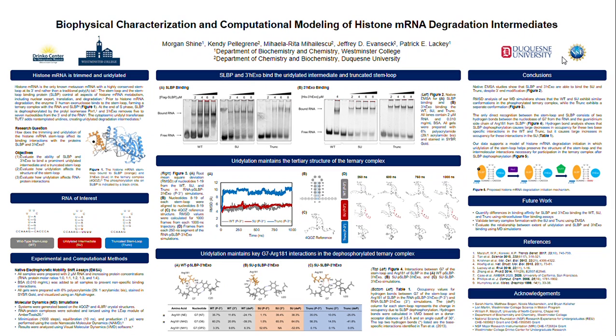SLBP is phosphorylated for most of histone mRNA metabolism, except when the mRNA is degraded at the end of S phase. At the beginning of histone mRNA degradation, the stem loop is bound by SLBP and an enzyme called 3' human exonuclease, or 3' hexo, and this forms a ternary complex.